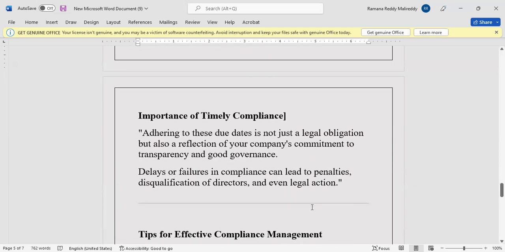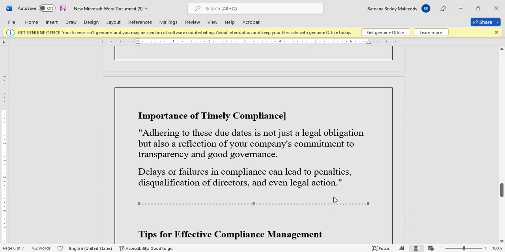See, the importance of timely compliance. Adhering to these due dates is not just a legal obligation, but also a reflection of your company's commitment to transparency and good governance. Delays or failures in compliance can lead to hefty penalties, disqualification of directors, and even legal action.